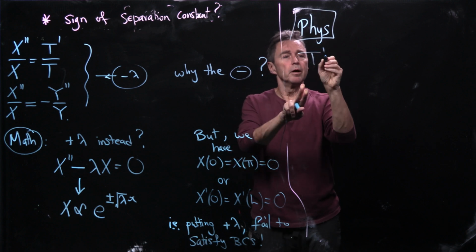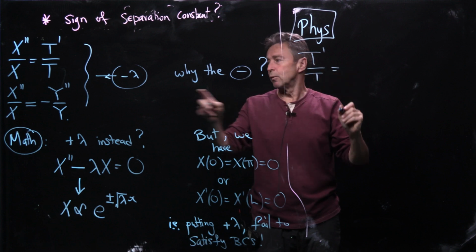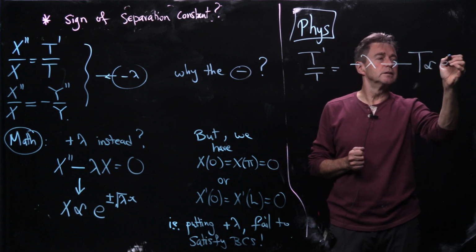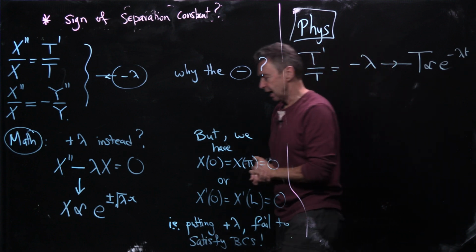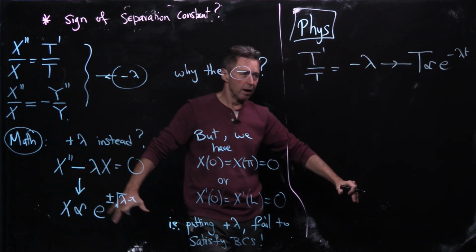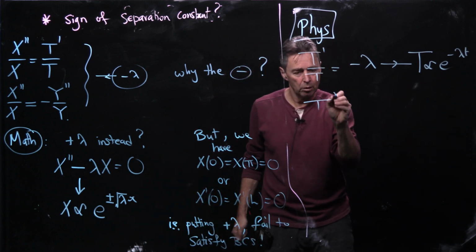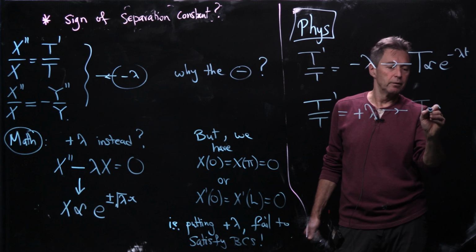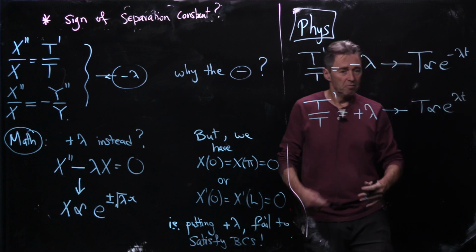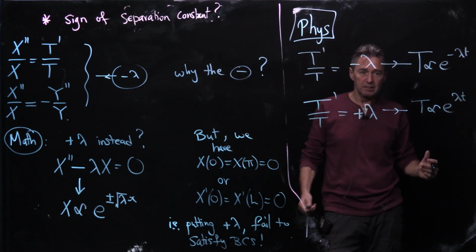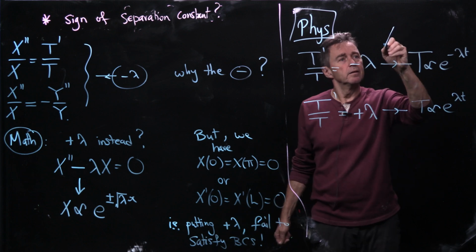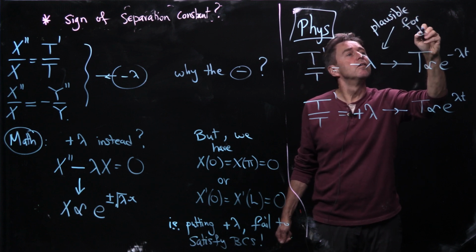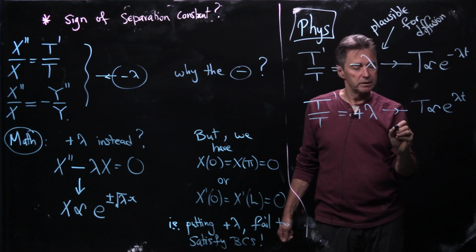So t primed over t is equal to, well, we put minus lambda. We ended up with t proportional to e to the minus lambda t. That's exponential decay. If you start with something, it diffuses away. That's physically sensible. If you'd have switched the sign, I would have ended up with something that grew with time. Things just keep growing. That's not what diffusion is going to do. So this is plausible for diffusion. This is implausible.